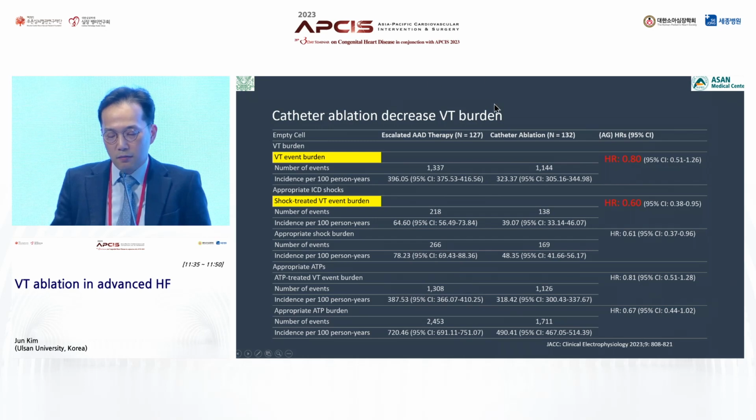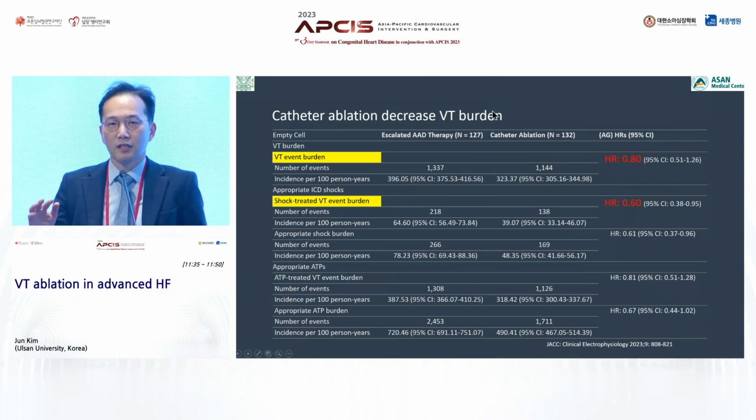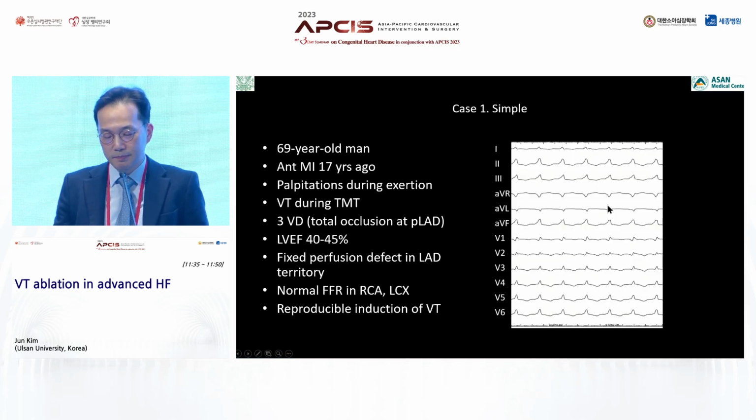And the most important thing is that the cath ablation can delay the first event of VT, and it also decreases the VT burden. It can decrease the VT burden by about 20% compared to escalated antiarrhythmic drug therapy. And the most important thing is cath ablation can decrease the shock-treated VT event by about 40%.